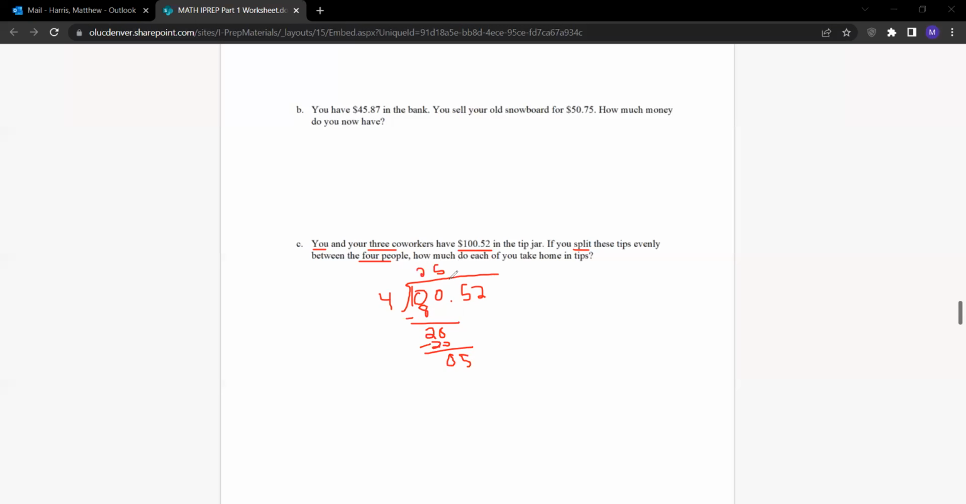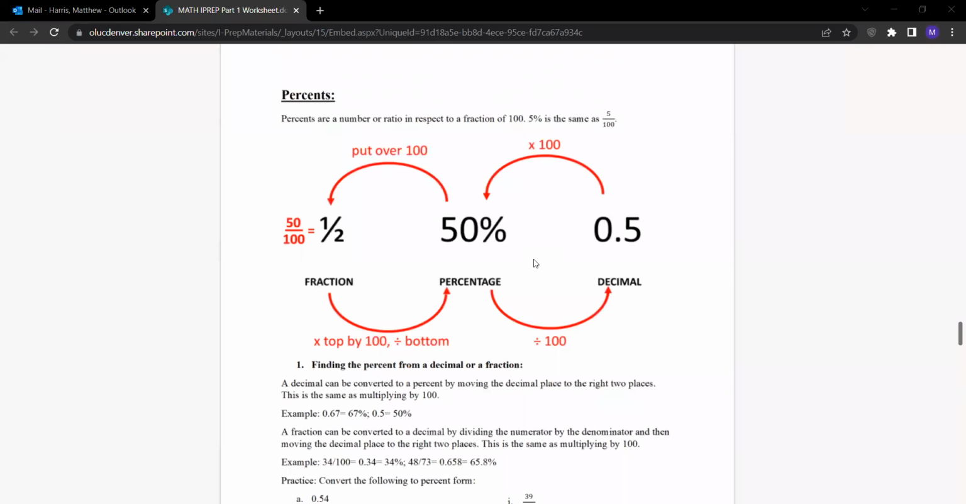How many times does 4 go into 5? Once. Minus 4 equals 1. Does 4 go into 12? We know it's 3. And then all we do is we take this decimal, we bring it up here. So our final answer is $25.13 per person. Let's go ahead and move on to percents.